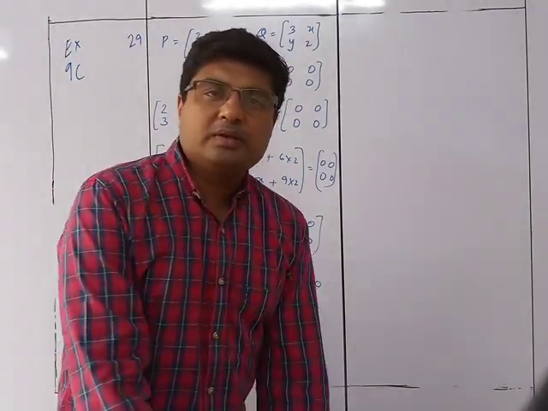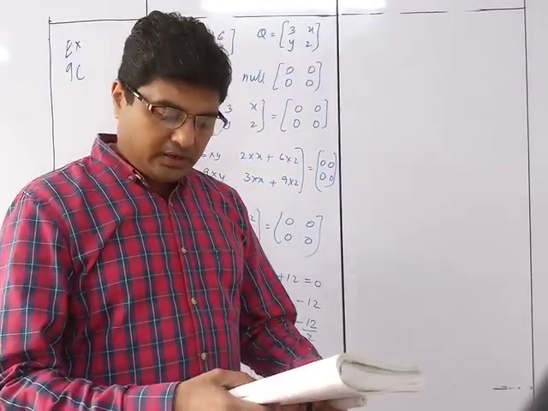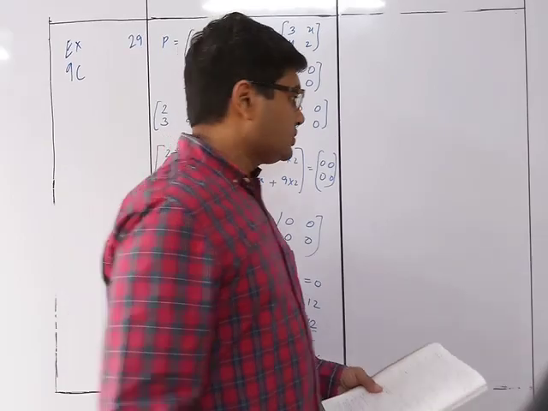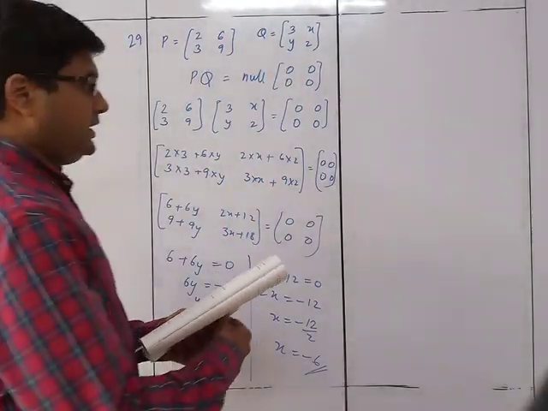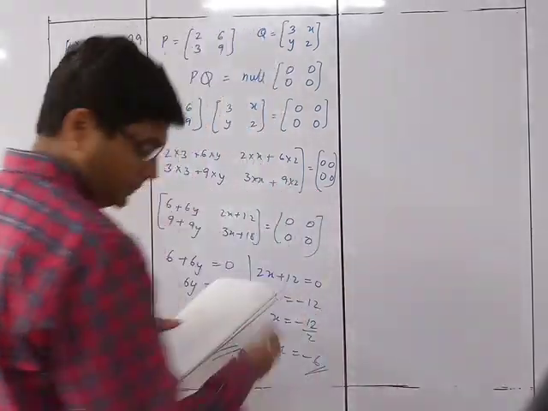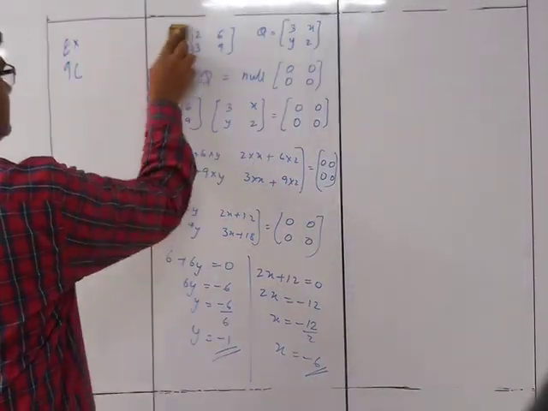I can see the sum number 30 is slightly different and unique. So let's do that one also. So we do the sum number 30. Okay, I'll use here only.